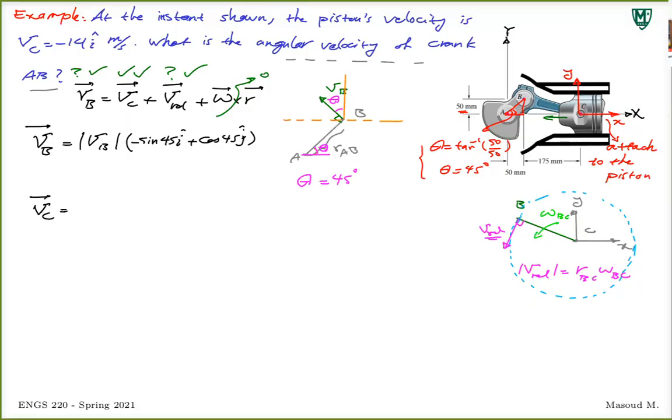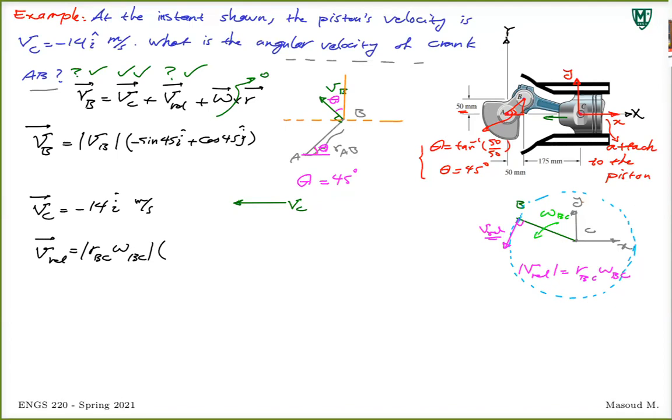VC, I know its magnitude, I know its direction, right? It's given. So it's minus 14 I, right? It's just given, meter per second. If you want to draw it, this is VC. V relative is, well, I draw it here. We know its magnitude is whatever R BC is multiplied by omega BC. It's going to give you a number. Its direction, well, you have to figure out the direction.